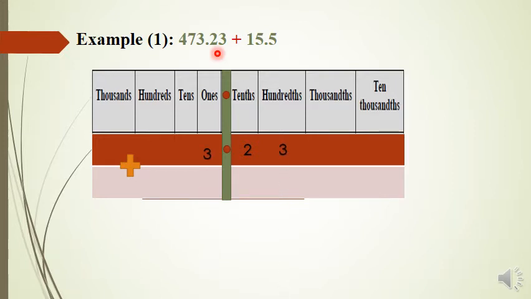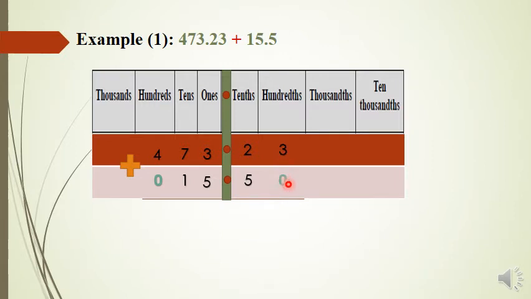So let's first write the first number. This is the first number. Now let's line up the second number under the first number. So we put the tenth under the tenth. We put the point under the point and we continue with the other digits. We have here empty digits, so you can put zeros or you can leave them empty. But I prefer to put 0 in the empty spaces. Now we are ready to add these two decimal numbers.